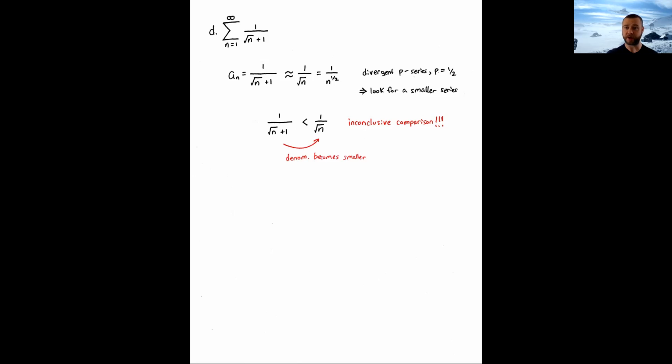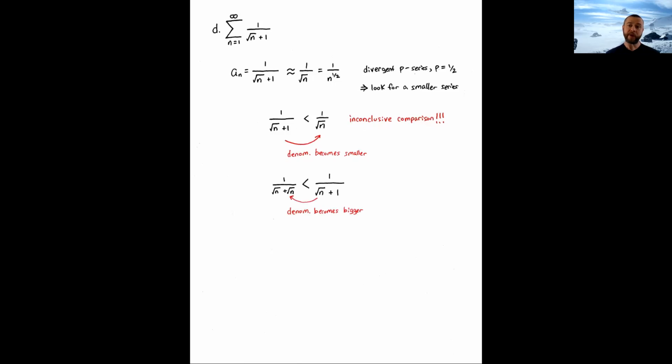Now this one's a little trickier. We have to get a little creative. And what we can do for our nth term, 1 divided by square root of n plus 1, is we're going to make our denominator bigger by replacing the 1 with square root of n.